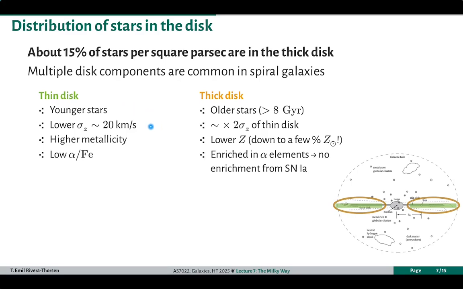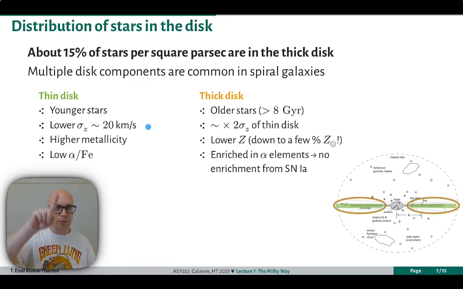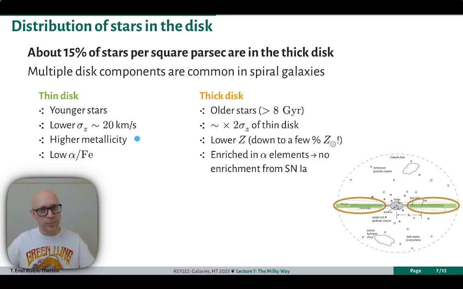The thin disk consists mainly of younger stars. It has a lower velocity dispersion in the up and down direction. It has a higher metallicity, so these are stars that formed at a later point from gas that has been recycled already and chemically enriched. And it has a low content of alpha elements over iron.